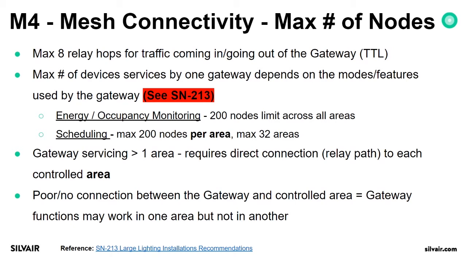So for energy and occupancy monitoring, there is a 200 nodes limit across all areas. This is very important. This is for the whole project. So not for one area, but 200 for all areas. Scheduling requires a maximum of 200 nodes per area. So as the project has a maximum of 32 areas, it should work with scheduling without problems.